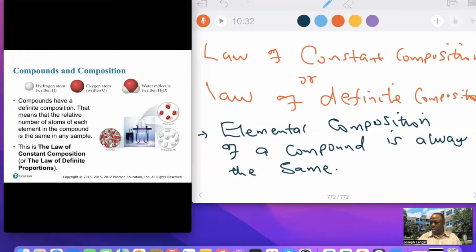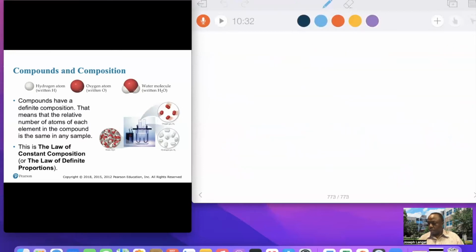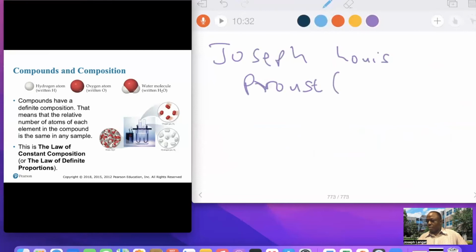Example here is H2O. No matter the source, the elemental composition of H2O consists of 2 hydrogens and 1 oxygen. Whether it is synthesized in the lab or sourced from nature, the composition will always be the same. This applies to other pure compounds as well. This law is associated with a French chemist by the name Joseph Louis Proust.